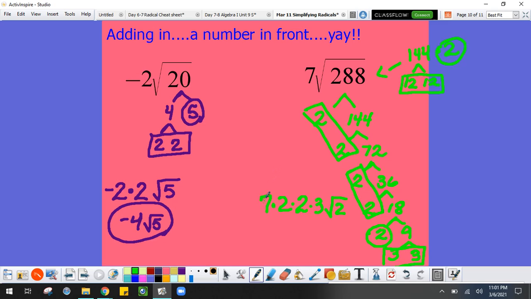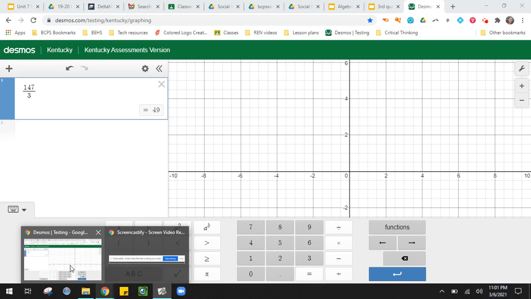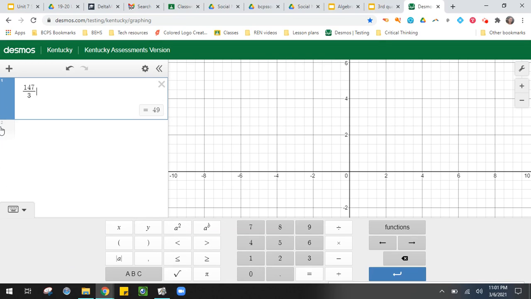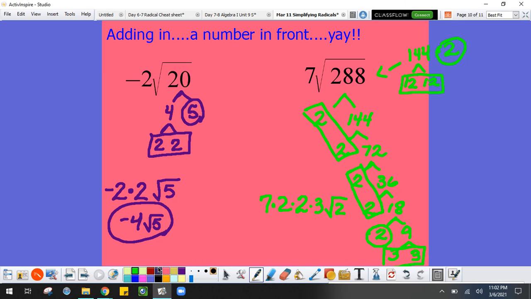So now I have to do 7 times 2 times 2 times 3. And the best way to do all of those steps is to go back to the Desmos calculator. 7 times 2 times 2 times 3. That's 84. So my final answer right here equals 84 radical 2.